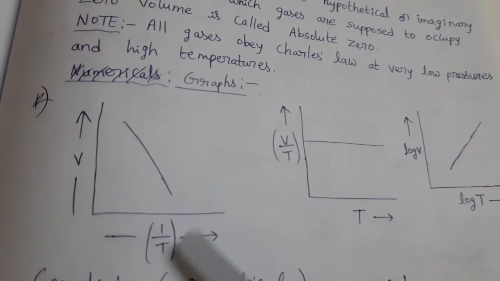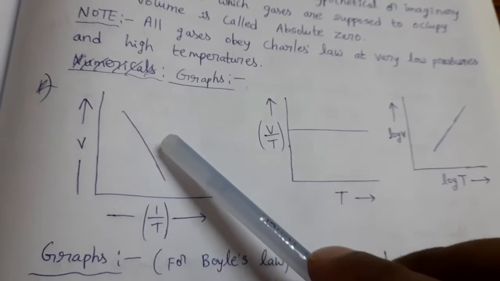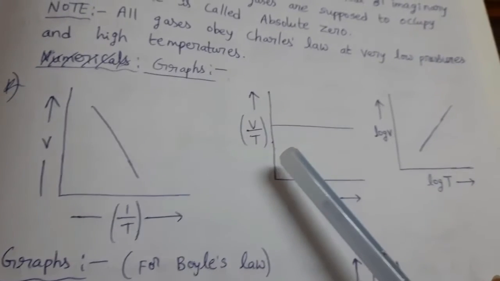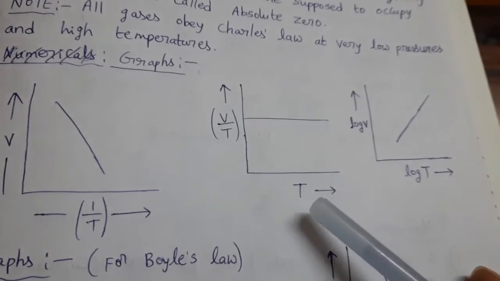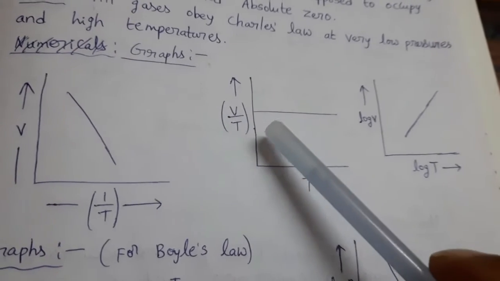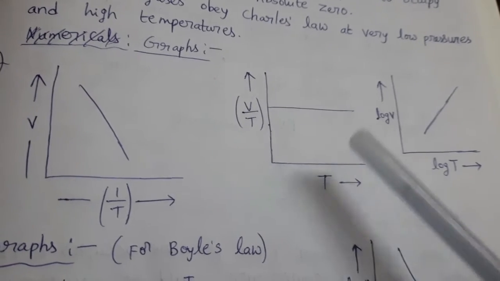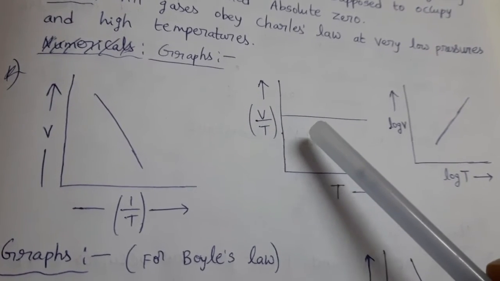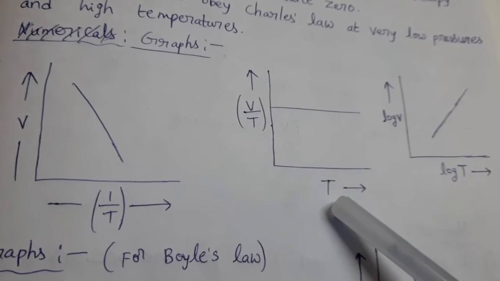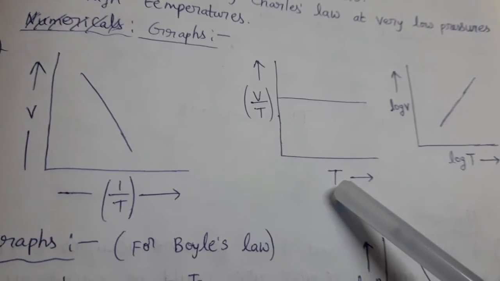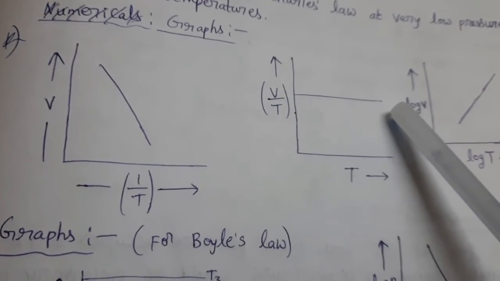So volume versus 1 by temperature, then we can get a straight line like this. And V by T is taken on y-axis and absolute temperature on x-axis. We can get a straight line parallel to temperature axis. It means in this case V by T value is not affected by temperature change. Whether temperature increases or decreases, there is no change in the value of V by T.